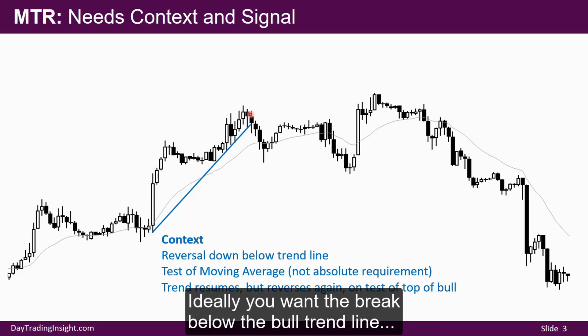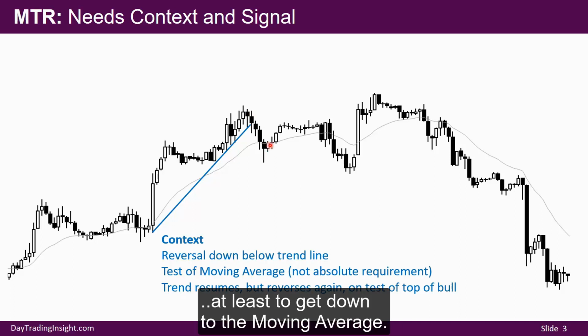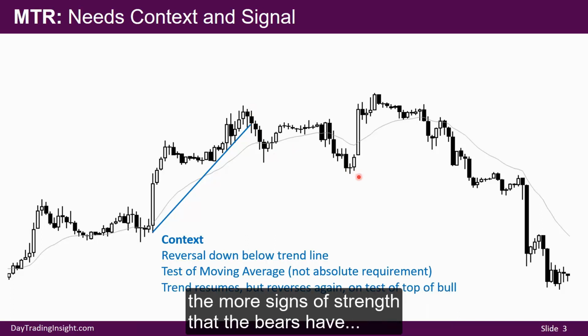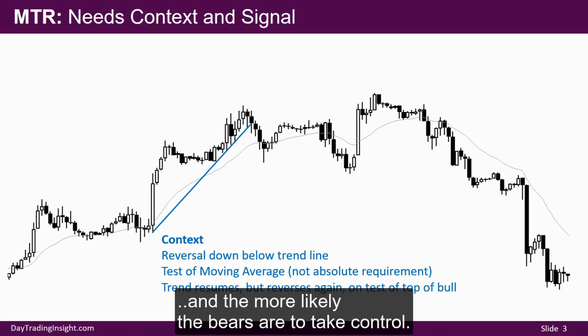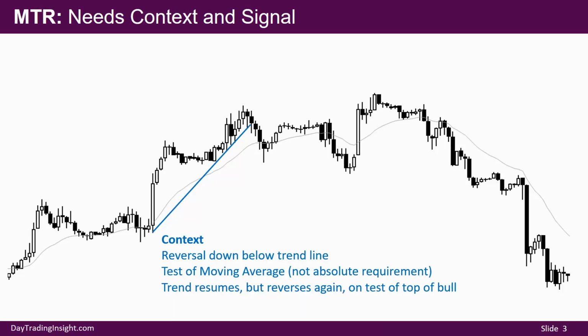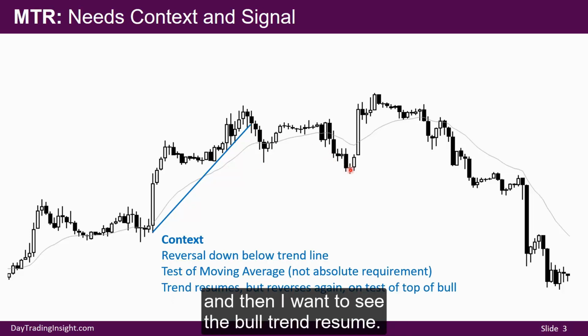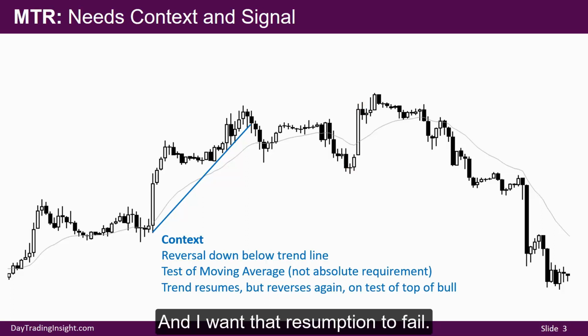Ideally, you want the break below the bull trend line at least to get down to the moving average. Sometimes it does not, but the further down it goes, the more bars it has, the more signs of strength that the bears have, and the more likely the bears are to take control. So I want to see a break below the bull trend line, and then I want to see the bull trend resume, and I want that resumption to fail.